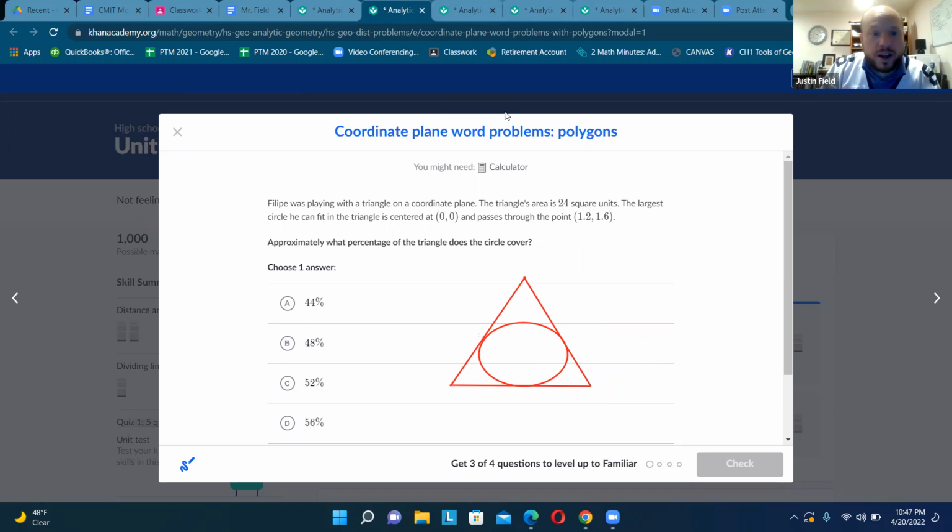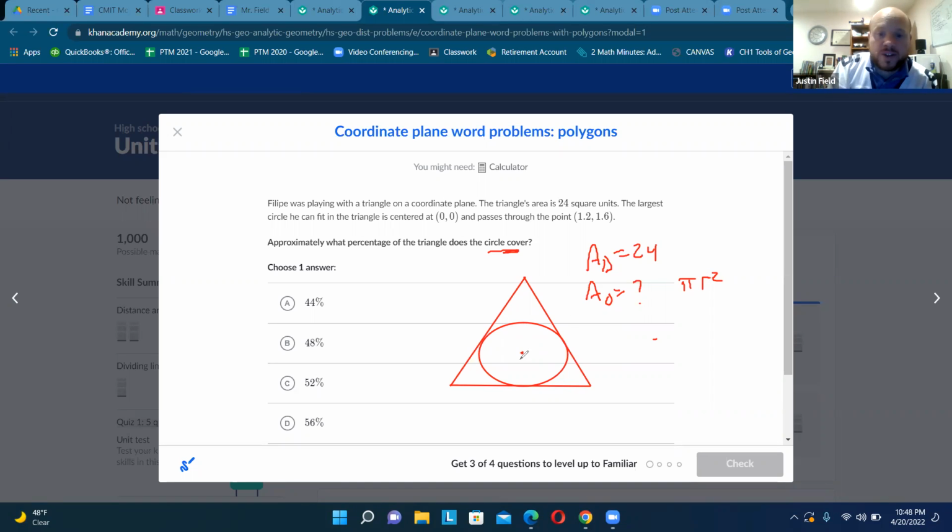So the triangle's area is 24. Write that down. Area of triangle equals 24. The area of the circle, we don't know, but we need to know it because we need to calculate the percentage that the circle covers of the triangle. So let's find the circle's area and then we'll divide the two areas. How can we find the area of a circle? Well, the formula is pi r squared. So again, we need that radius.